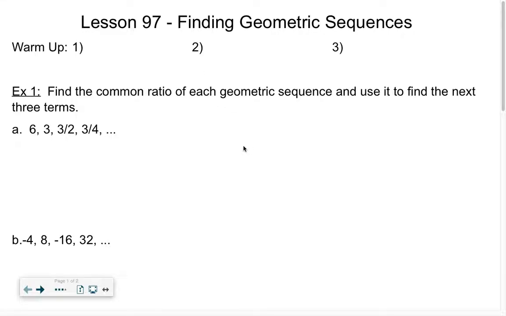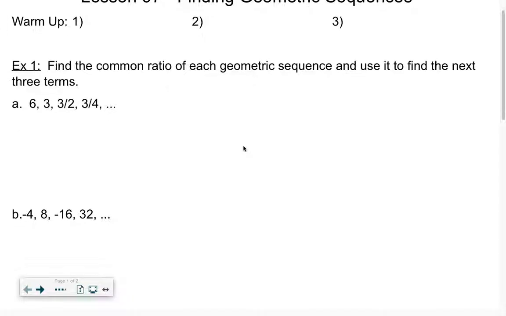So for lesson 97, now we're working with geometric sequences. Geometric, very similar to arithmetic. We still have a pattern going on, but now we're no longer increasing or decreasing by a certain amount, but now we're looking for a ratio, or what I like to refer to as a factor. If we look at example number 1a, we have 6, 3, 3 halves, 3 fourths. What's going on there?